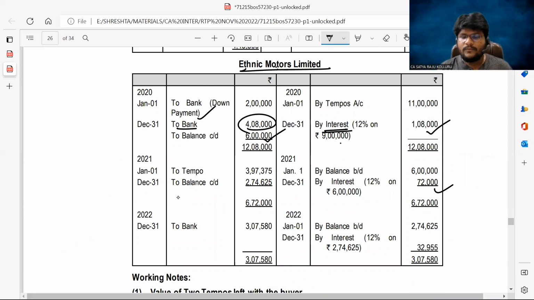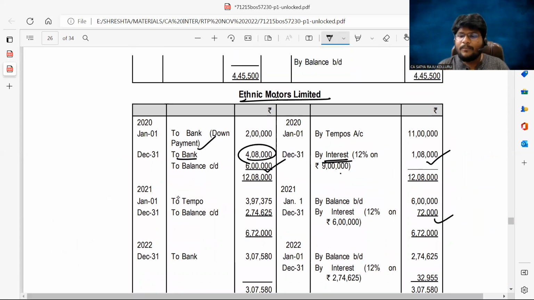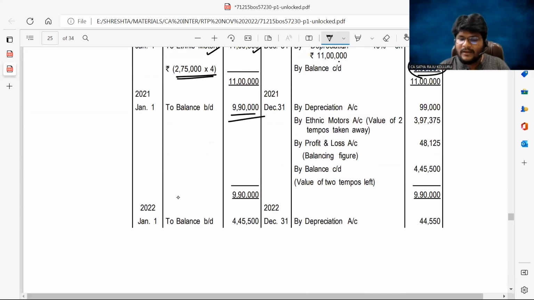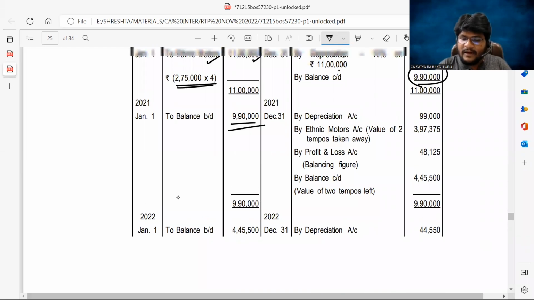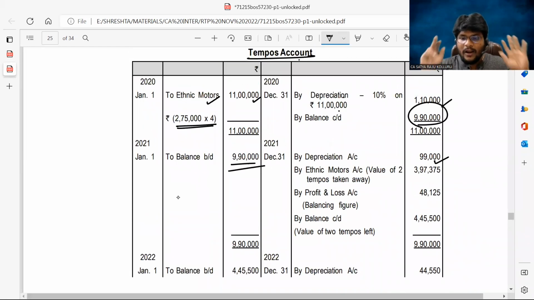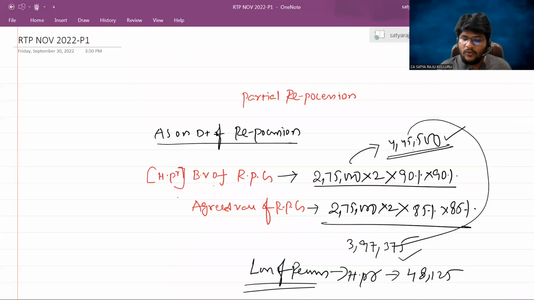Am I right, guys? Now consider it, all of you. Before applying the concept of partial repossession, you can also pass the depreciation entry here. That is the second year depreciation for 99,000. Now all of you apply the concept we just discussed in my OneNote.